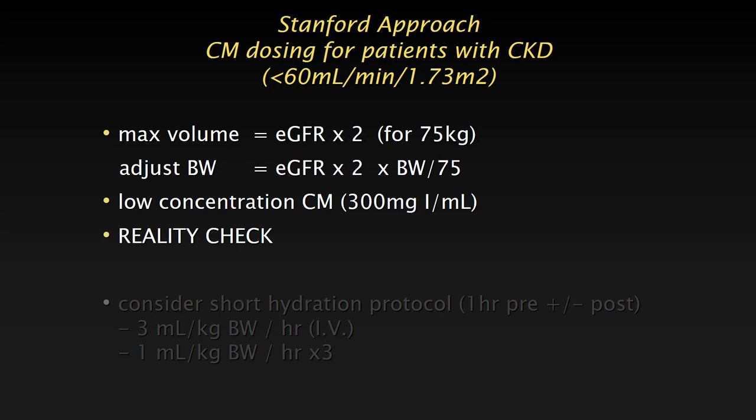And the reality check means that if somebody says, okay, do a runoff study in a patient with an eGFR of 13, and you calculate a contrast volume of, I don't know, 35 cc's, then your common sense should tell you that this is not going to work, because if I give 35 cc's of contrast for a runoff where I have a 35-second injection duration, I would inject 1 cc per second, so this is not going to work. So you have to check if this is going to work.